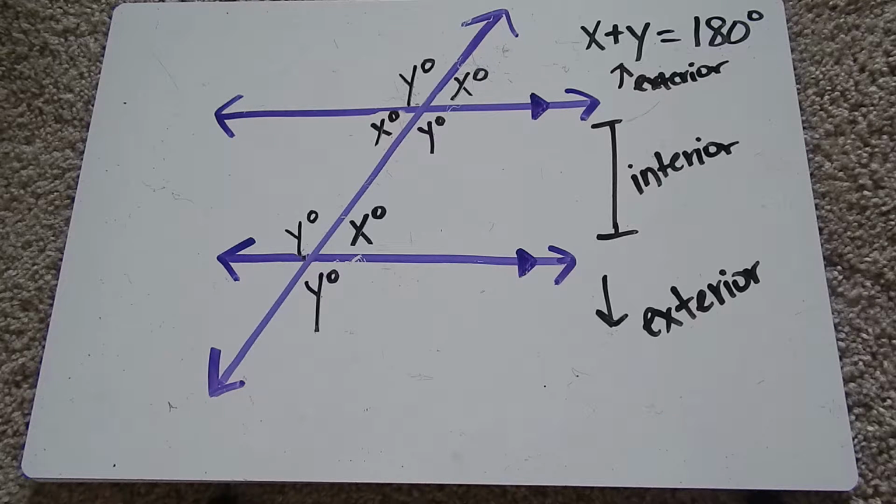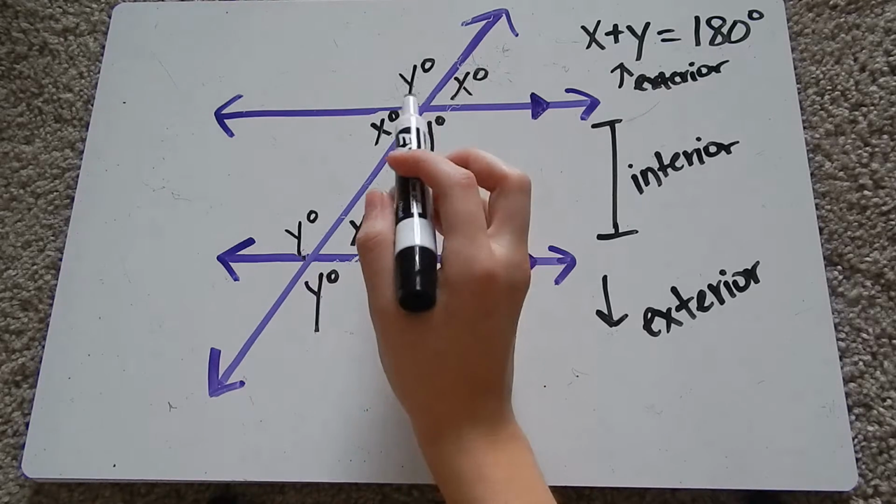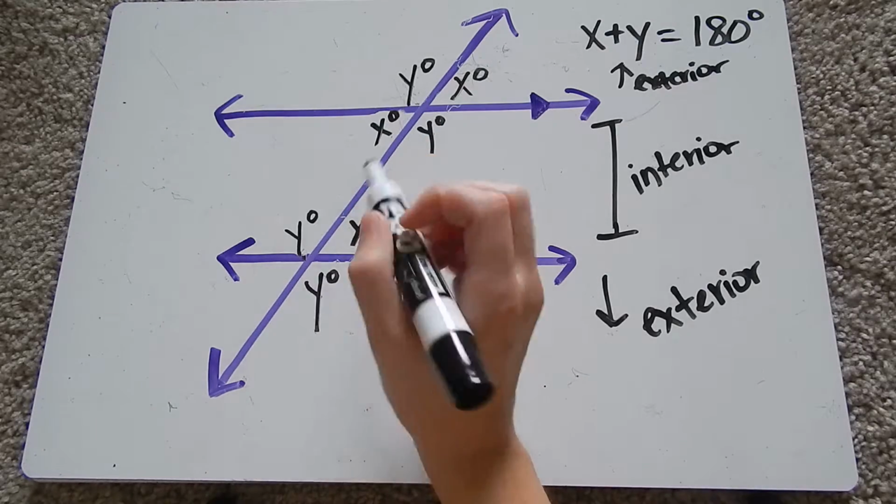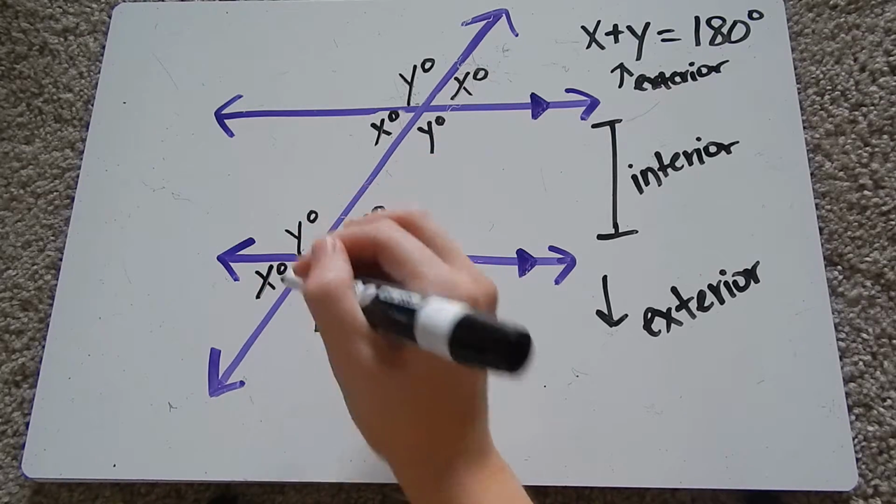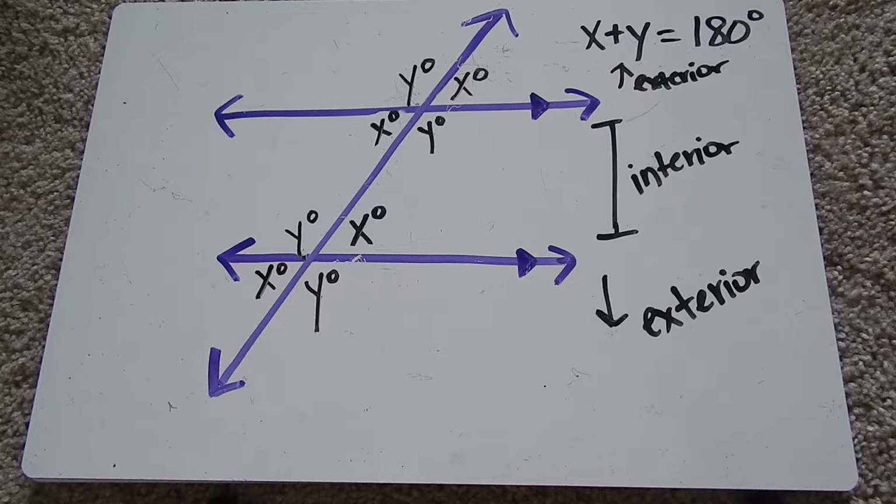Same thing would happen on the other side. If this is y degrees, its supplementary angle would be x degrees there. And we also have alternate exterior angles. Alternate exterior angles are congruent.